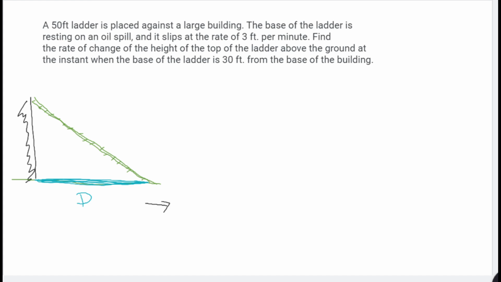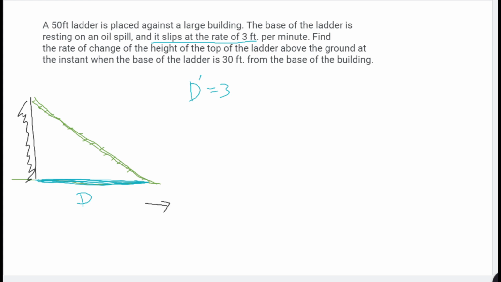As a matter of fact, we also know D prime equals 3, because it says it slips at the rate of 3 feet per minute. It's sliding away from the building, so this distance is increasing. If a distance or quantity is decreasing, we would have to use a negative sign for that rate.